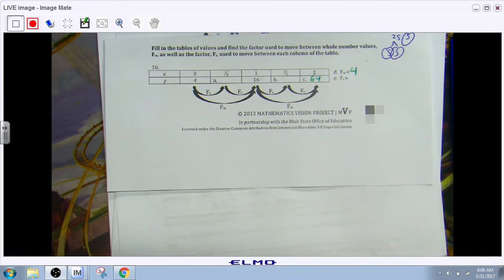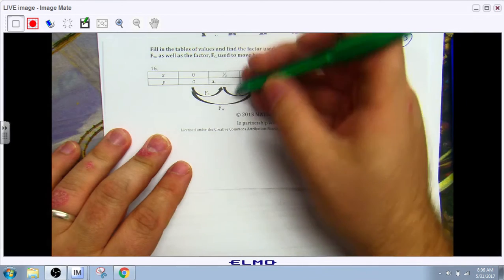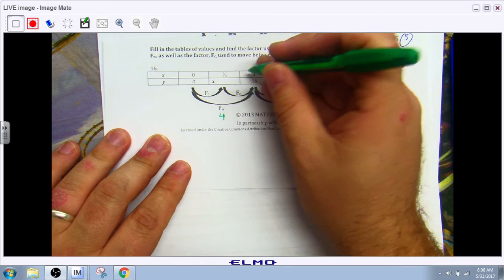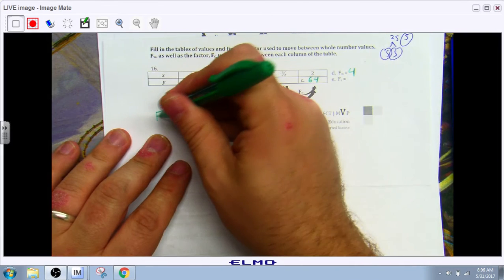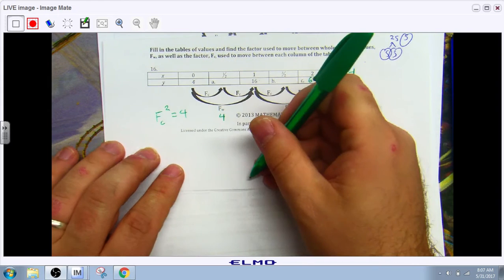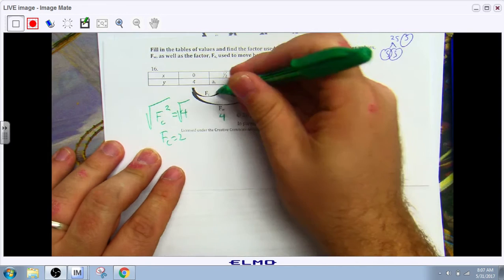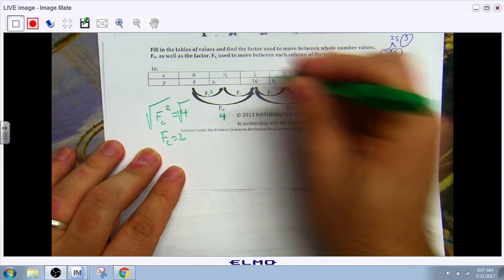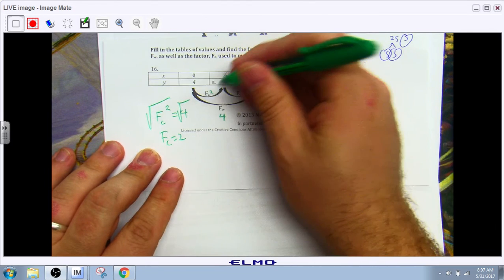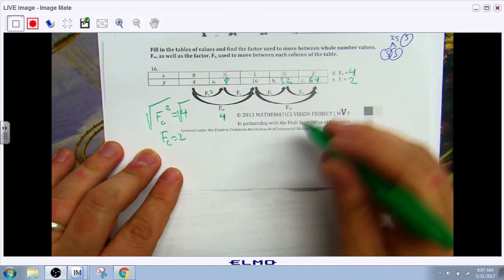So now I need to figure out what my factors from the halves are. So if this is 4, that means this and this times each other should equal 4. So f of c times f of c, so f of c squared should equal 4. So f of c equals 2. So I know that this is actually 2. So that means 4 times 4 times 2 is 8. 16 times 2 is 32. And there we have it.